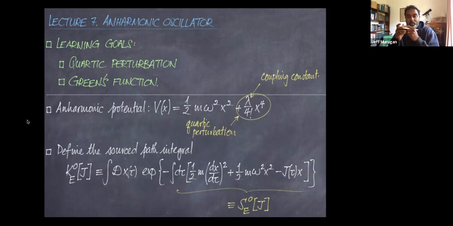every functional derivative of this K_E with respect to J pulls down a factor of x of t. That's because every functional derivative, generalizing going from functions to functionals, acts only on this term here. Every time I differentiate with respect to J, I pull down a factor of x because I get two minus signs.